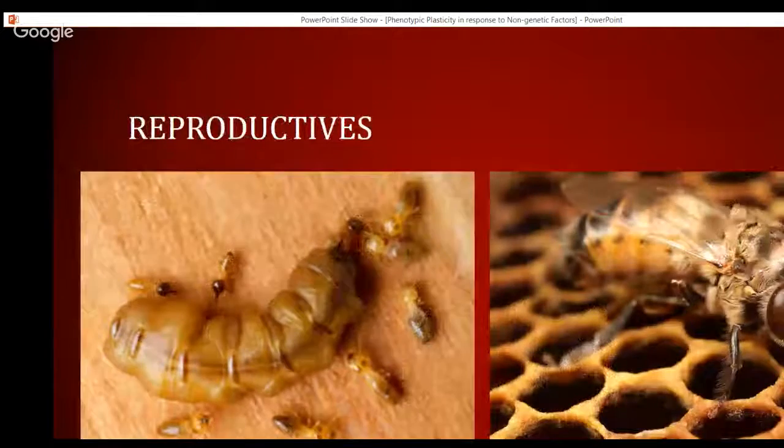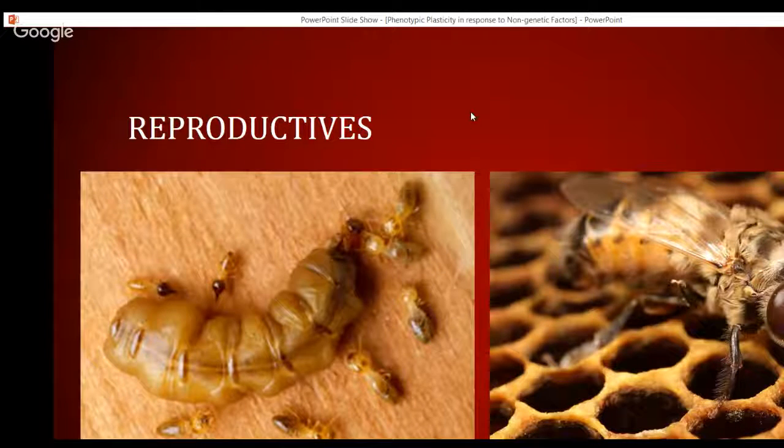So there are several castes that exist in these groups, and we're going to go over them one by one. On this page, you see the reproductives. On the left is a termite queen. She's a reproductive. Her only purpose is to produce members for the colony, and she's the only one who will produce members for the colony. And around her are workers and soldiers and other castes.